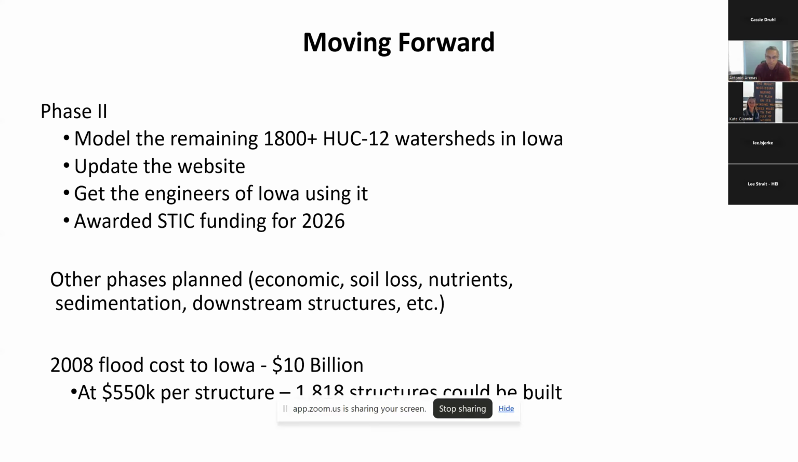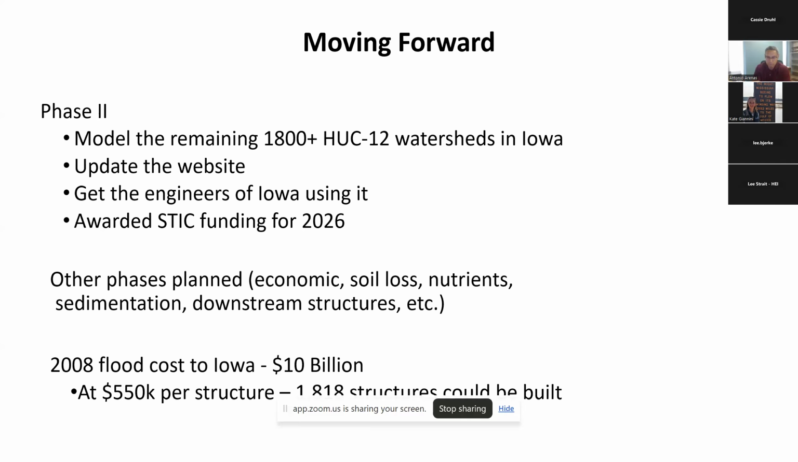I did tell you these things are kind of expensive. I did put these numbers out, I'd say four years ago, about $550,000 on average to put one of these structures in. And the '08 flood cost the state of Iowa $10 billion. I got that from the Des Moines Register. I don't know how accurate that number is, but that was the only place I could find a real number that someone would say this is what was spent. And you do a little math there, that's a little over 1,800 of these structures we could have built with that $10 billion.